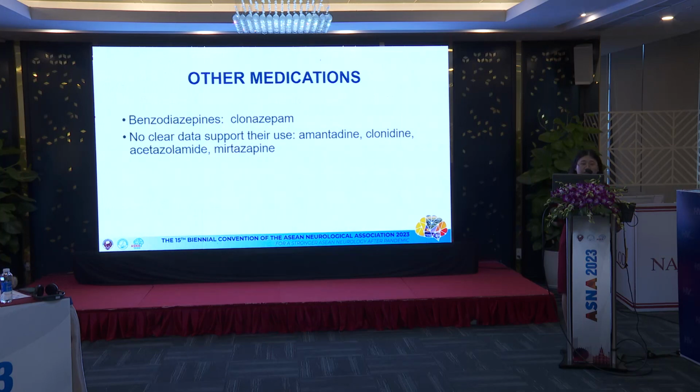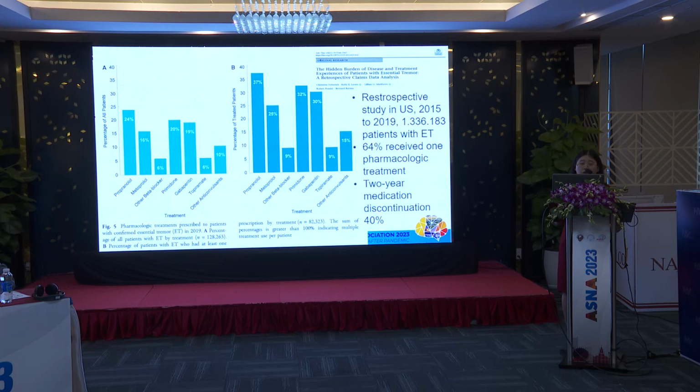About other medications, there are some data to suggest that clonazepam is possibly useful in treating limb tremor associated with essential tremor. In retrospective studies in the US, 64% of patients received one pharmacological treatment, and medication discontinuation was 40%. And propranolol was the most used, followed by primidone.